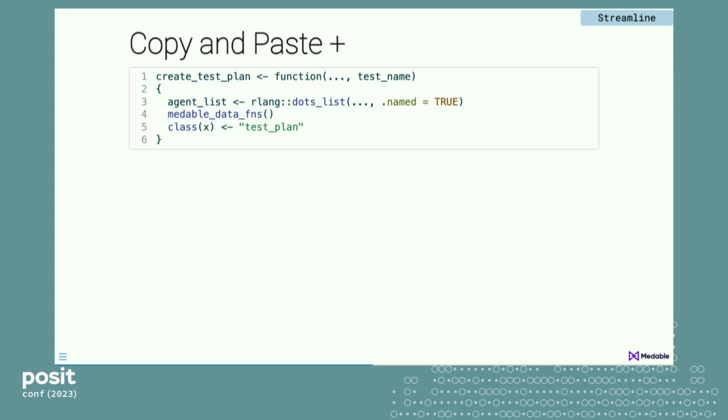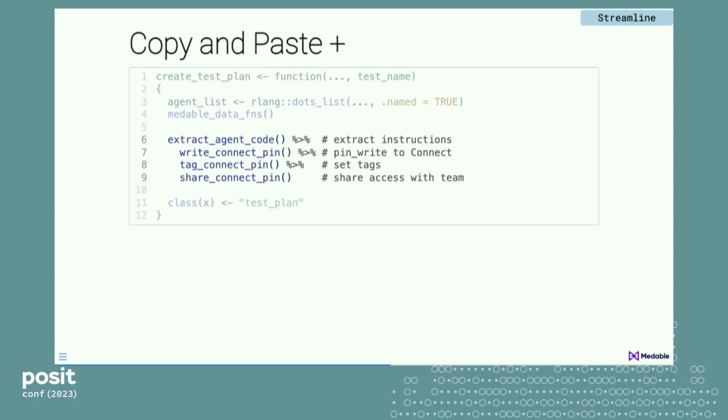So copying and pasting is an option, but it's not really a practical one in a production setting. So if we revisit our create test plan function again, we could do a little more in it. We could add some functionality. We're going to take each of the individual agents inside of this test plan, and we're going to extract the code that's needed to create that individual agent. So it's kind of like we're reverse engineering that part.